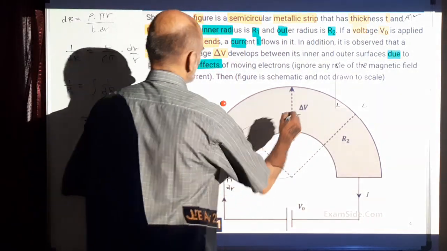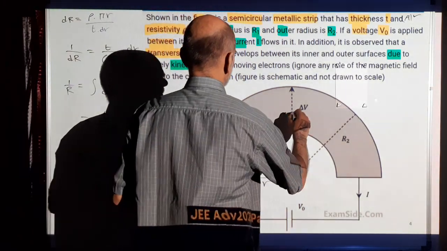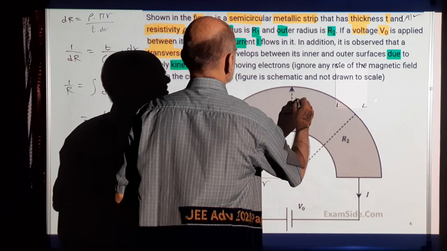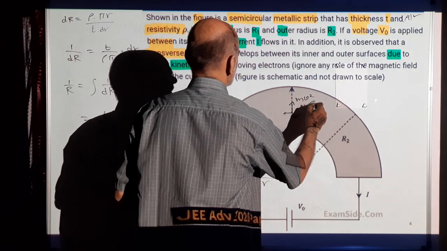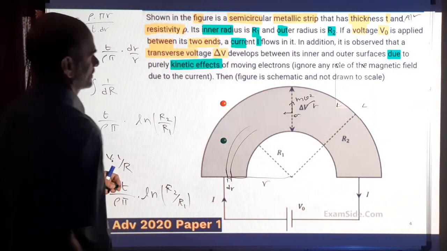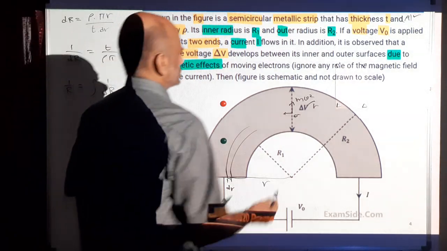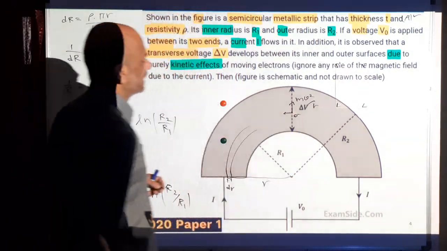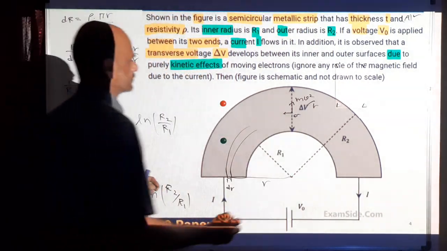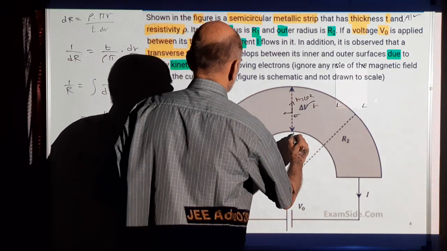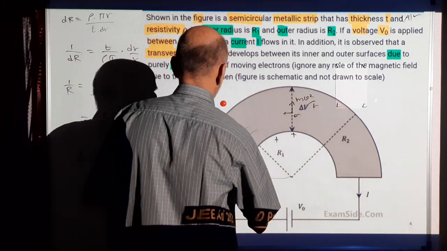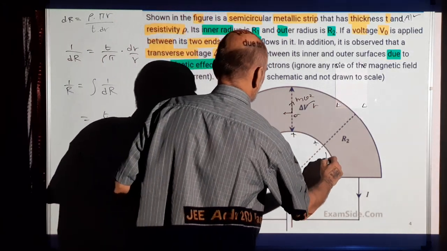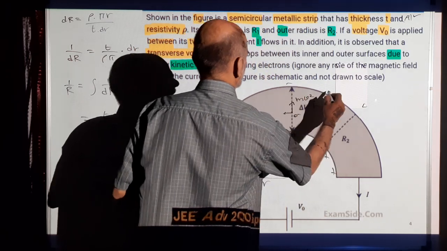It has a mass, so there will be a centrifugal force, which is mv square by r, where r is the radius of the path. So that will be outward. To balance this, there has to be an inward force. So there will be a positive charge accumulation here, and negative charge accumulation here.